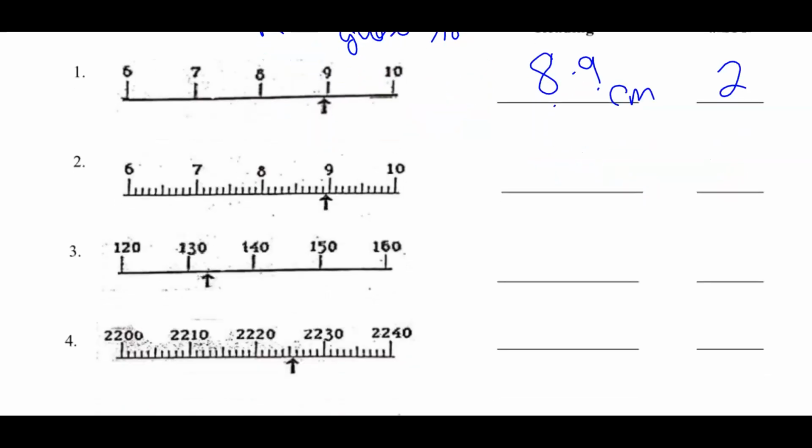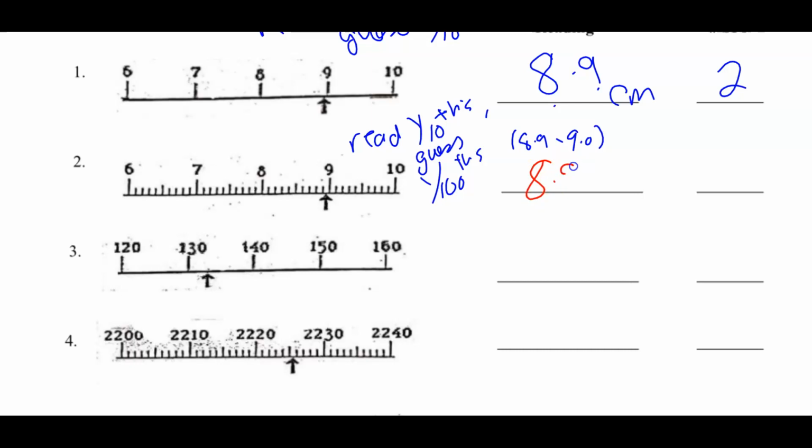Now my next reading, here I can read up to the tenths. That means you're going to guess to the hundredths place value. So I can read right here, it's between 8.9 and 9.0, okay? So if I'm between 8.9 and 9.0, I'm going to guess this is maybe 8.95 centimeters. 1, 2, 3. There's 3 sig figs.